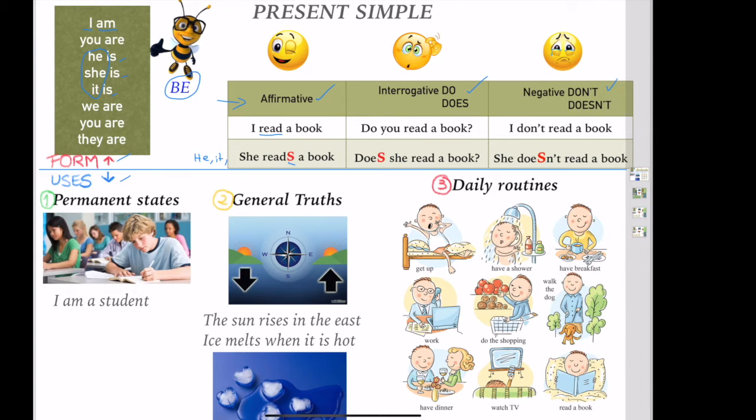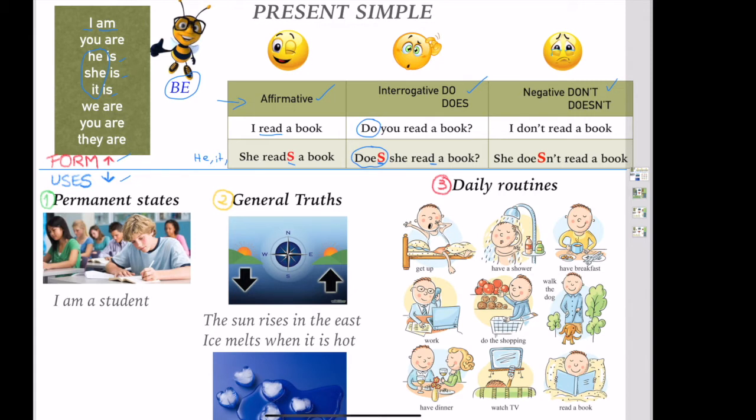And in the interrogative, you have to remember, this is very important, that we have two auxiliaries. So the verb needs some help in order to write the interrogative. For example, do and does. It's important to remember that does, the S, goes to the auxiliary and not to the verb. So you're going to say, do you read a book? Does she read a book?